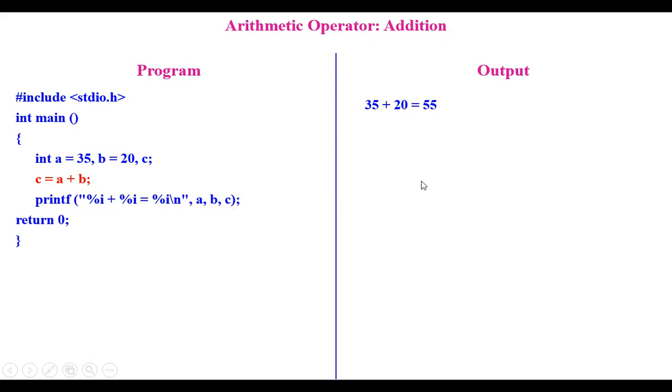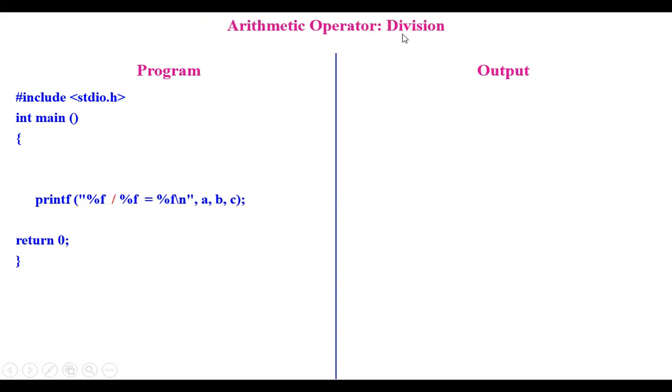Okay. Now, suppose in place of plus, I just put minus, a minus b, and in the printf also minus. So our answer will be 35 minus 20, that is 15. So this is subtraction. Multiplication. In the multiplication, we put a star symbol here, right? So a into b, a is multiplied with b and is assigned to c. We are going to see the multiplication of these two numbers, 35 into 20, 700. So we get the answer.